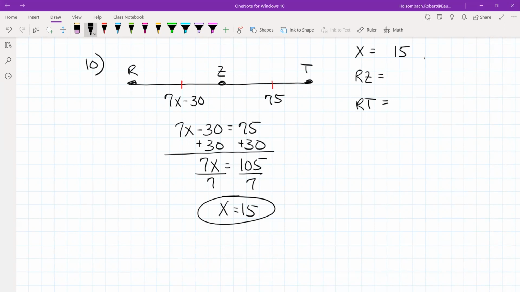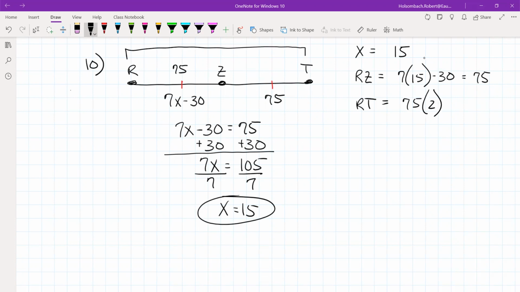So I'm going to double check it though, because I'm going to say R to Z. I could just say RZ is 75, but I want to double check my math. So I'm going to do 7 times 15 minus 30. And my 7 times 15 again is 105 minus 30 is 75. So I know this piece is 75. Two ways. One way I was told that they were congruent, and then I proved it mathematically. So RT from R to T, that's going to be 75 times 2, which equals 150.